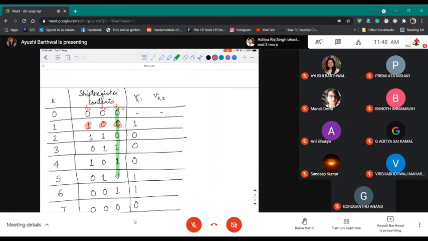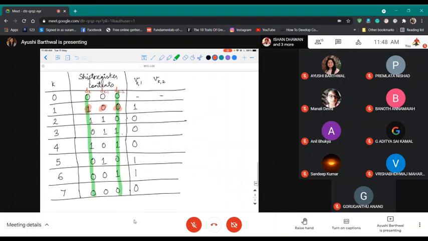dk minus 2 and dk. So you have to do modulo 2 addition of these 2 columns. So 1 and 0 would be 1, 1, 1, 0, 0, 1, 0.